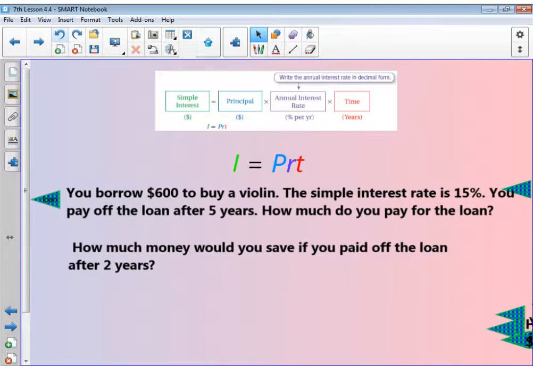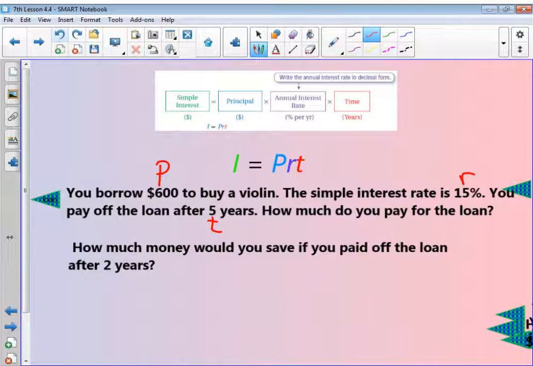Okay, so it says you borrow $600. So when you borrow that, it's kind of like your principal, how much money you took out. The simple interest rate is 15%. You pay off the loan over 5 years. How much do you pay for the loan? Okay, principal, percent rate, time. They want to know how much you're going to pay for the whole loan. So not just the interest.